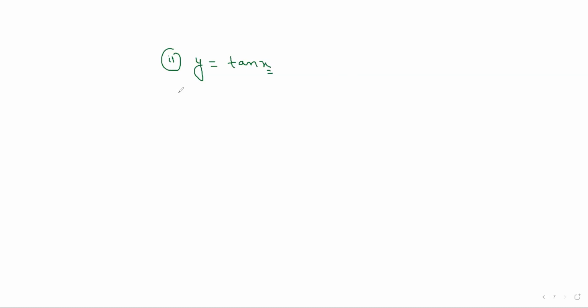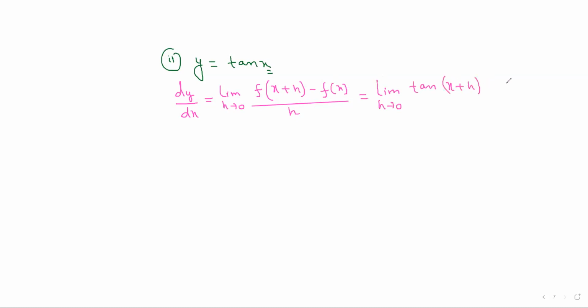Simply, d by dx is equal to limit h tending to 0, yes, correct answer, f of x plus h minus f of x upon h. That is equal to simply limit h tending to 0 of tan of x plus h minus tan x upon h.